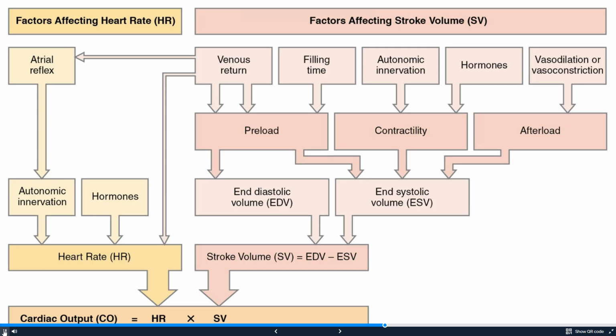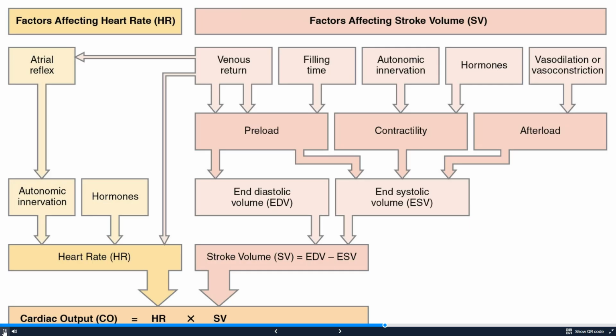Preload is really about how much blood is returning through the venous system to the atrium and how long that filling can take. Contractility is really under autonomic innervation control, as well as some hormones that can have an effect. And then afterload, in an acute sense, can be controlled by vasodilation or vasoconstriction, but again, chronic high blood pressure is not something we can actually deal with. We'll be talking about venous return and vasodilation and vasoconstriction in the next chapter on blood vessels. And then filling time is really just a matter of heart rate, autonomic innervation we've talked about, and hormones I've mentioned where they play a part too.